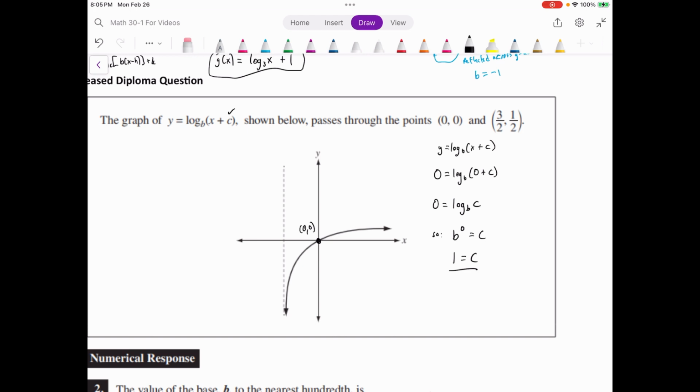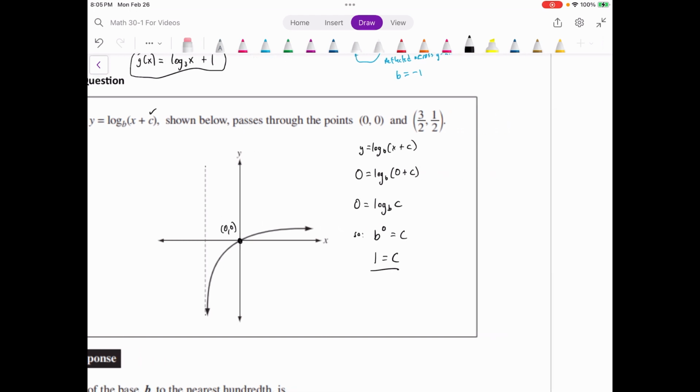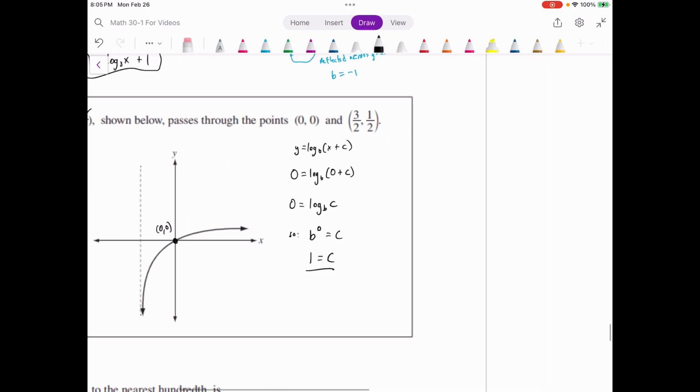Can we use that with the other point to figure out what b is? Because if I put in these as x and y now, and I know c, I'll create an equation where the only thing I don't know is b, right? You might be thinking, why not use (0, 0) again? Well, because we know this is going to end up here. While it might give us something true, it's not going to let us figure out b, because whatever b is, we're just putting it to the power of 0, giving us 1. That doesn't tell us what b is, because anything to the power of 0 would have given us 1. So now, step 2, we can find b.